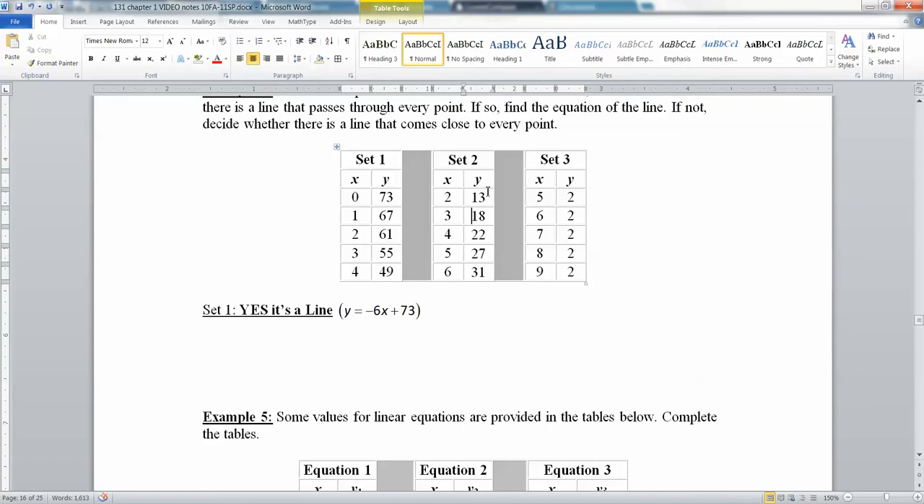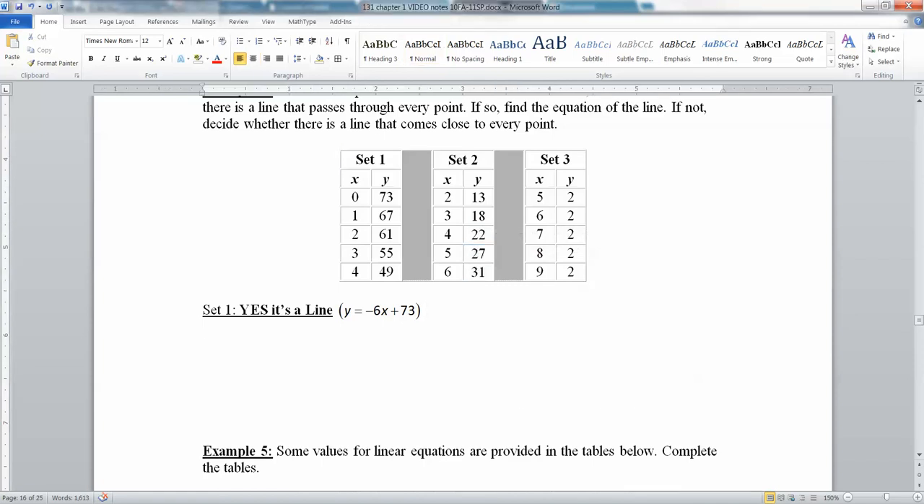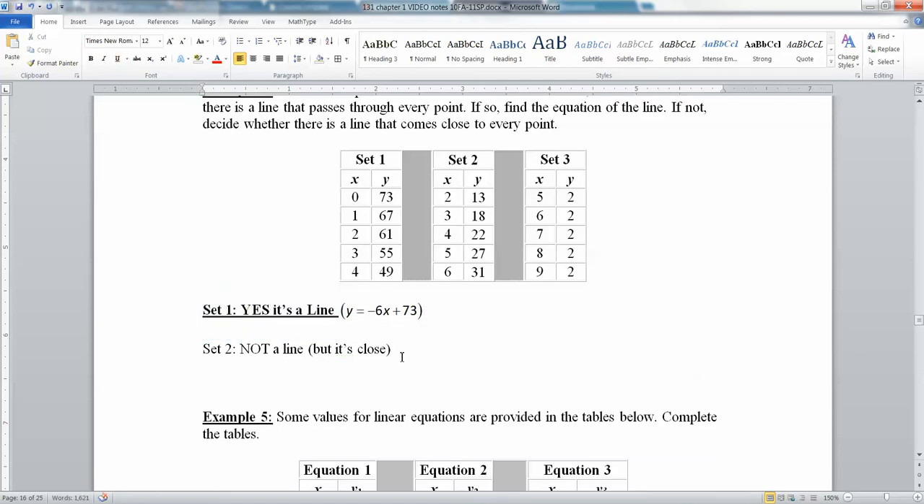Now what about set 2? Let's see, we add 5 for that one. Then we add 4 for that one. Then we add 5 again. Then we add 4. So that's not a line, right? Set 2 is not a line. But it's close, and you can tell it's close because the slopes are all very close, right? You'd say, okay, look, it went up by 4, it went up by 5, it went up by whatever, right? So it's getting close to the same amount, but it's not the same amount every time.